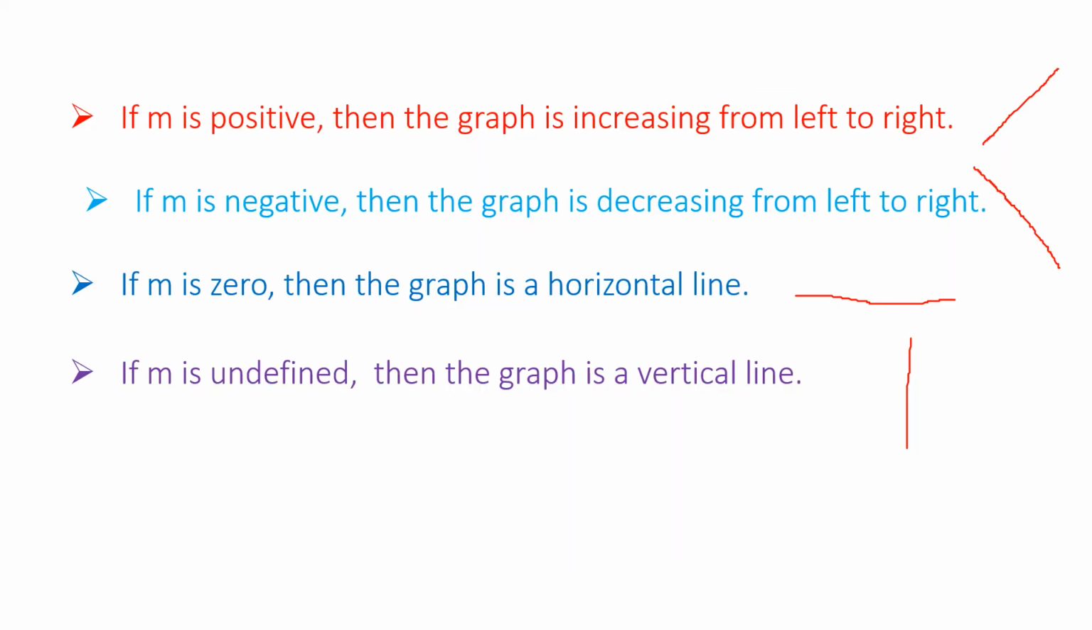Take note of this, class. If the slope is positive, the graph is increasing from left to right. And if the slope is negative, the graph is decreasing from left to right. And if the slope is 0, that is a horizontal line. And if the slope is undefined, the graph is a vertical line.